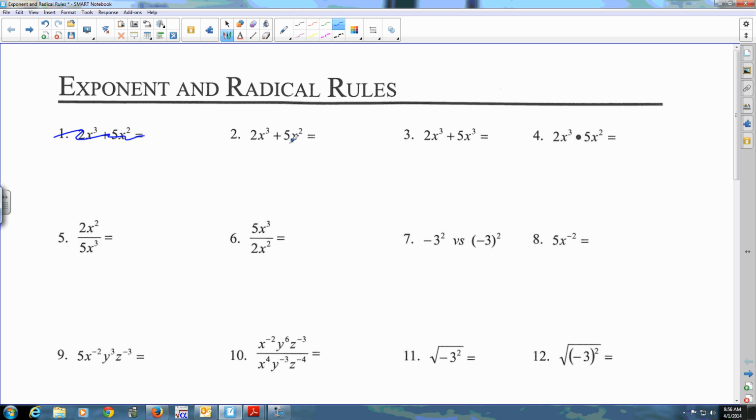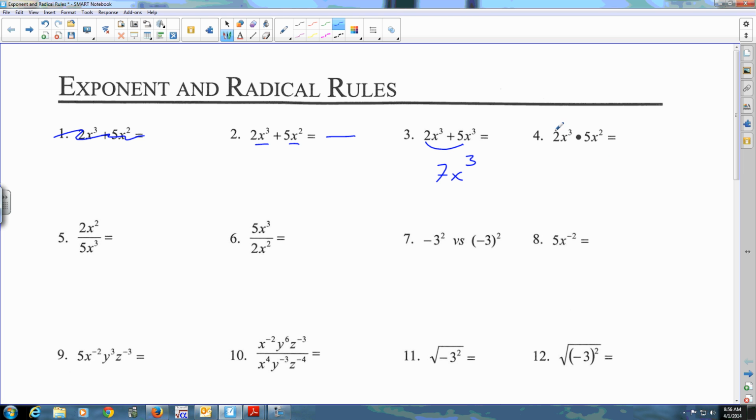The idea when you're adding or subtracting, you have to have like terms. What makes like terms is that they have the same base with the same exponent when you're adding or subtracting. These have the same base but different exponents, so you can't touch it. There's nothing you can do. Whereas this one has the same base with the same exponent, so you just add the coefficients.